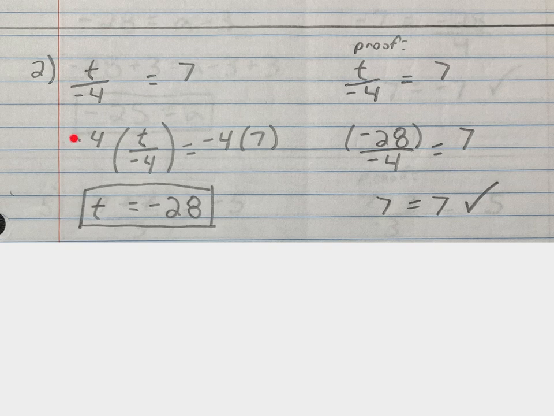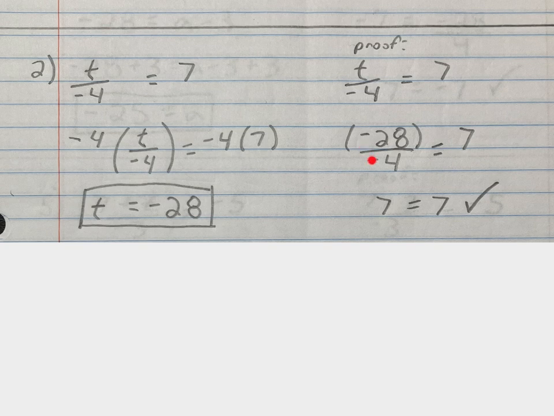Okay, this undoes this, leaving you just with t, and negative 4 times 7, negative times positive is negative, and 4 times 7 is 28, so t equals negative 28. So for the proof, we rewrite the original equation unchanged. On the top only, because that's where t is, that's where we put parentheses and where we write negative 28. Don't bring the parentheses all the way down, because that's not where t is. T is just in the numerator, so we write the parentheses in the numerator and substitute it in there.